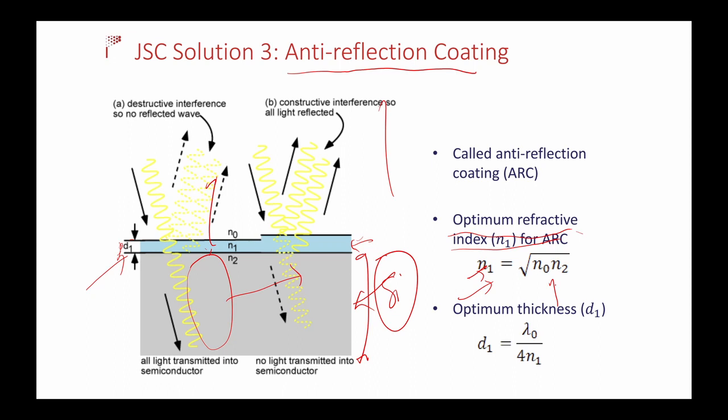n1 is equal to the square root of the refractive index of the air times that of the material on which we are coating, and accordingly we can adjust the thickness of the coating. That depends on the wavelength of the light that is reflecting back most into the environment, and the thickness of the coating also depends on the refractive index of the material we are coating.